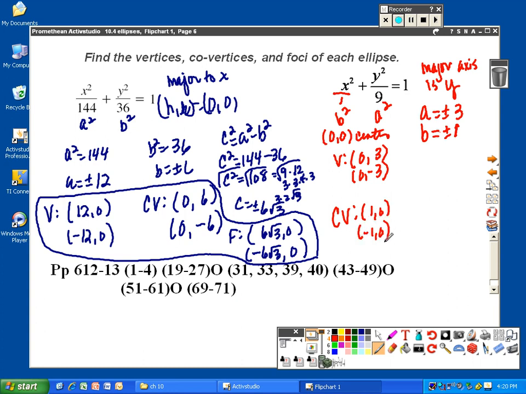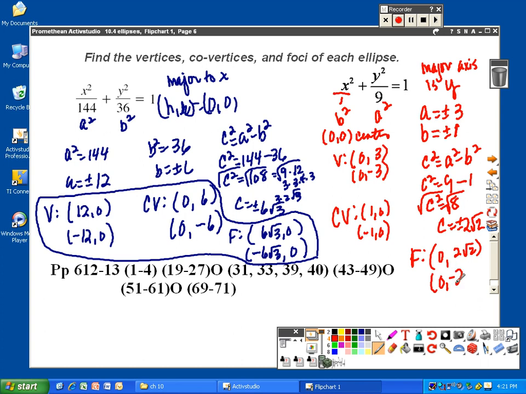Foci, again, I have to do my c squared equals a squared minus b squared. So c squared equals a squared, 9, minus b squared, 1. C squared equals 8. Square root it. C equals plus or minus 2 square roots of 2. That's 2 square roots of 2 on the y, above 0 and below 0. So that brings my foci to 0, 2 square roots of 2, and 0, negative 2 square roots of 2.